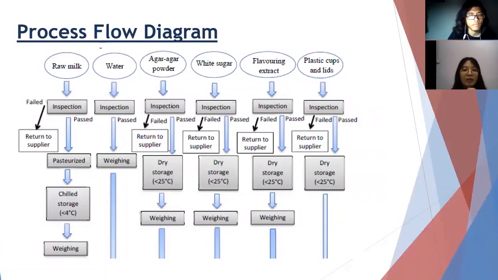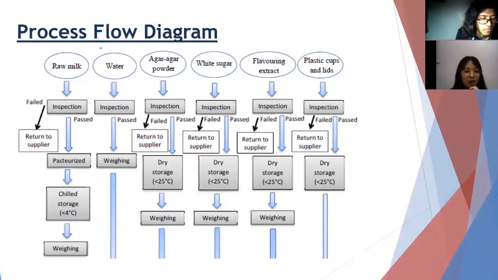The raw materials for processing the dade are raw milk, water, agar-agar powder, white sugar, and the flavoring extract. The plastic cups and lids are the packaging material for dade. All of these materials need to go through the inspection process. If they pass the inspection process, they can go to the next stage. If not, the manufacturer needs to return the materials to the supplier.